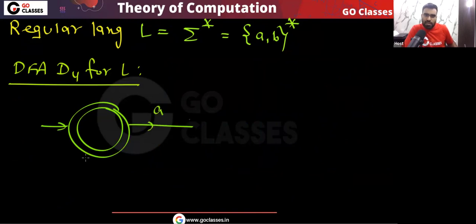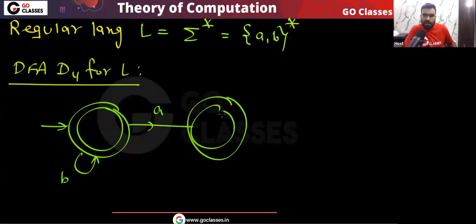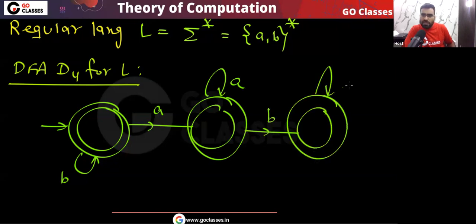Okay, I can do this: on B, there is a self loop. On A, I can go to a final state. Here on A, there is a self loop. On B, I can go to this state, and here on A, I can make this, and on B, I can make this. Now again, you can notice every state is a final state, so every string will be accepted. Is this clear?